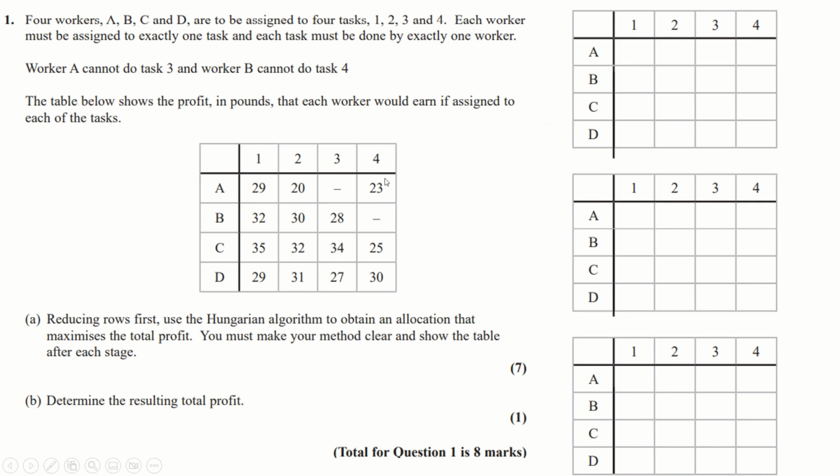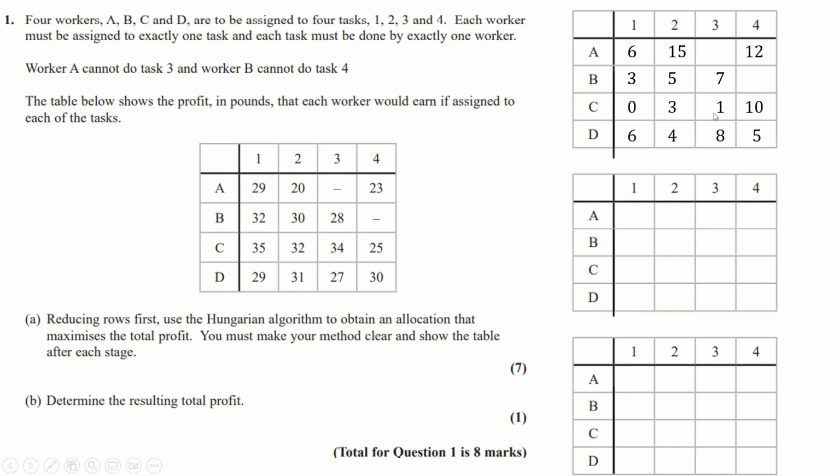Well, what we do is we take the biggest number in this table, and we take away every entry in the table from it to give us a new table. So for example, 35 is the biggest here, 35 minus 29 is this, 35 minus 20 is this, and so on. We'll skip these two for now. And we got all these.